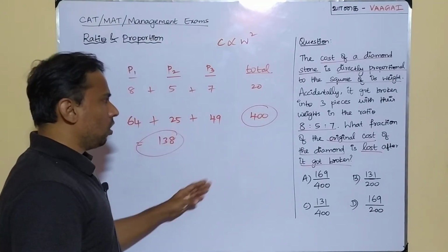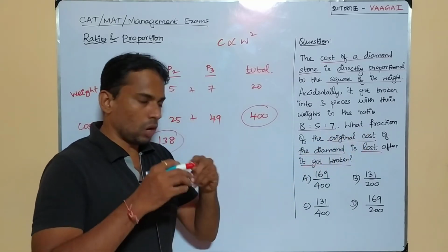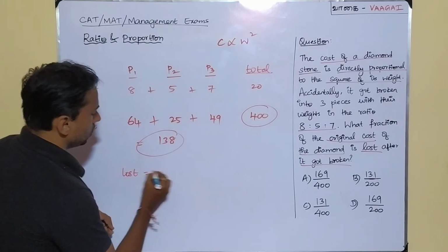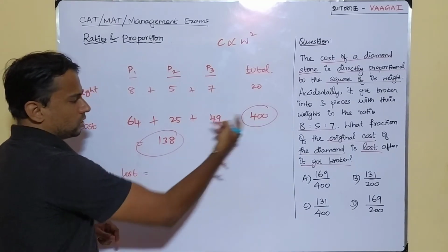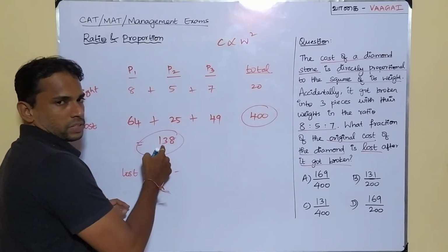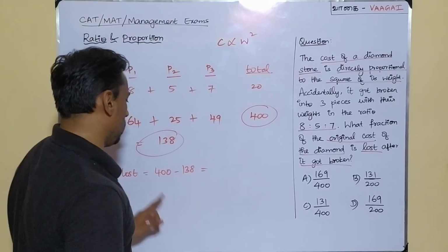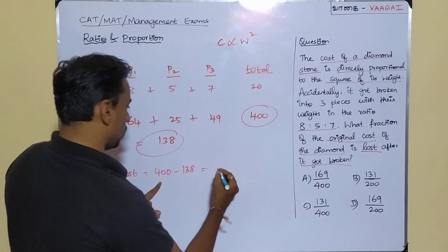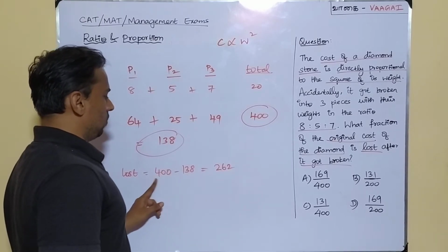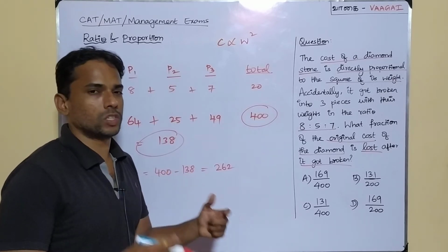Is it or not? Now this loss, what fraction they are asking in the question. What fraction of the original cost of the diamond is lost after it got broken? So now we'll see how much is lost. It's very simple to see. We'll just take the difference between the original cost 400 minus the present value 138. That itself will tell how much is lost. If I minus it, I will be getting 262. So 262 units is going to be lost, or 262 rupees or dollars, whatever it is.